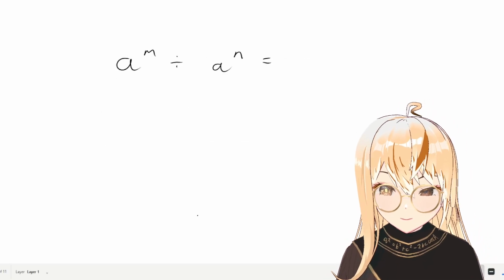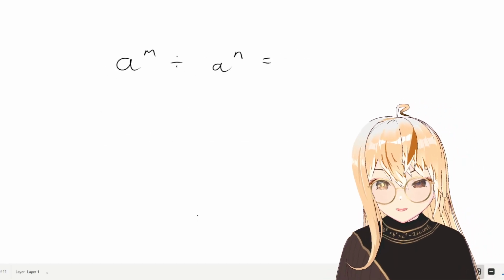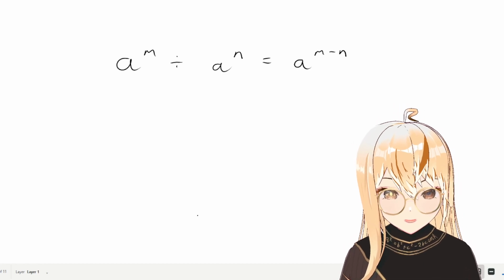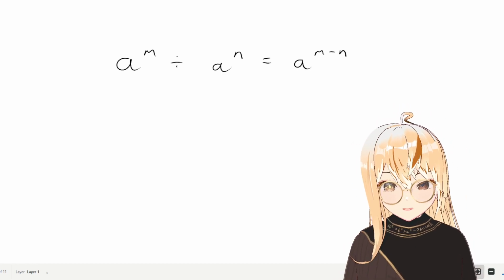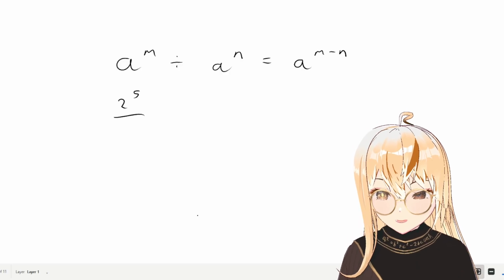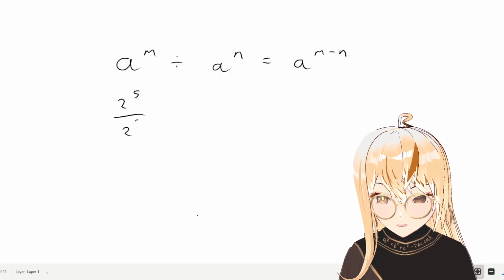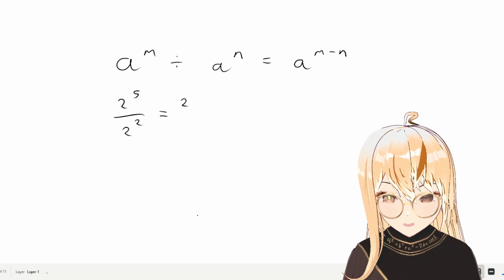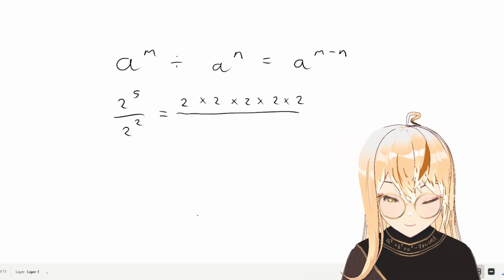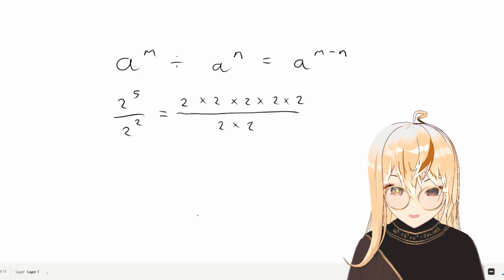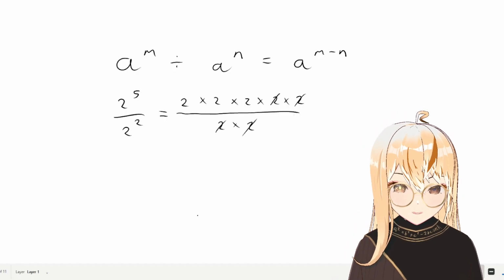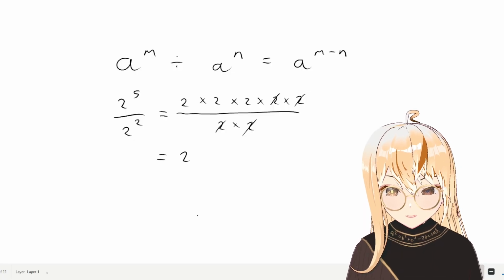Moving on, when we divide them, we're going to subtract the powers. Who could have guessed that? A to the m minus n. It's very similar in the sense that we can write this out like 2 to the 5 over 2 to the 2. This would just be 2 times 2 times 2, yep, over 2 times 2. And then we can just cancel out 2 of the 2's, and we're left with 2 to the 3.